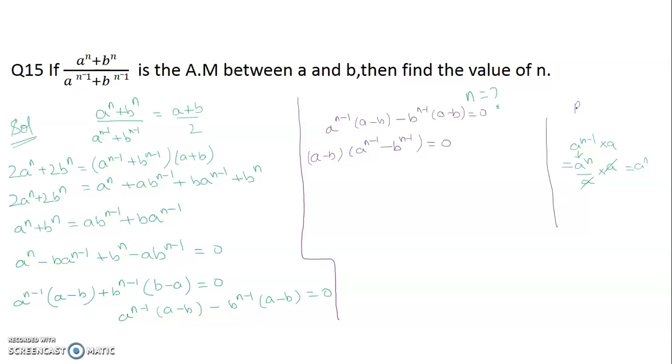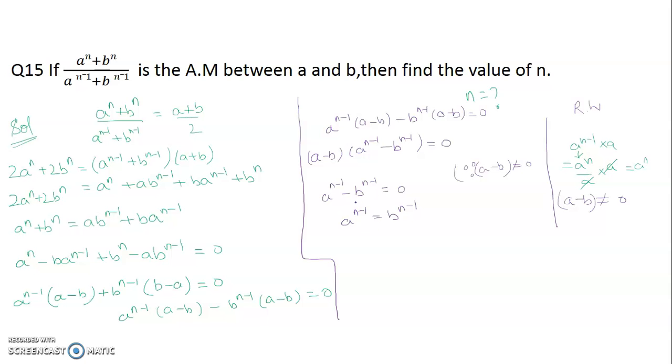This is your rough work. Now see carefully, I cannot take a minus b equal to 0, because, students, if a minus b is equal to 0, then anything multiplied by 0 will be 0. So you have to keep this in mind. You have to write here, because a minus b is not equal to 0. So now we have a^(n-1) minus b^(n-1) is equal to 0. If I take this minus to the right side, it will be plus: a^(n-1) is equal to b^(n-1). Are you following this, students?